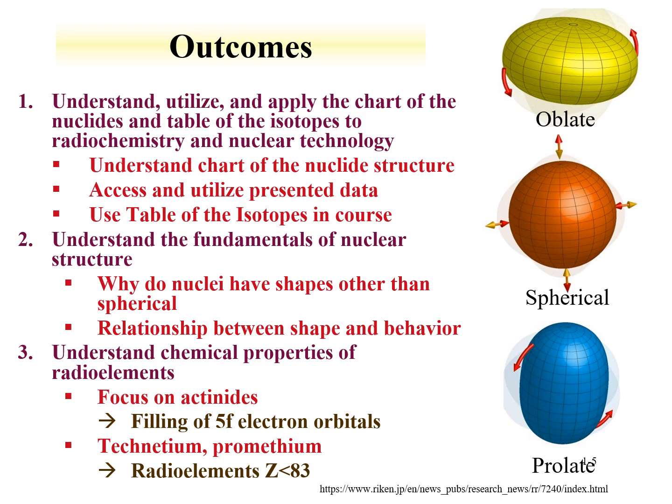The course has 7 outcomes where, by the end of the course, the student should have some expertise, experience, and knowledge in a few different topics related to radiochemistry. First outcome is understand, utilize, and apply the chart of the nuclides, table of the isotopes, to radiochemistry and nuclear technology. Primarily, this is understanding how to obtain the data that are presented in those documents and utilize that information.